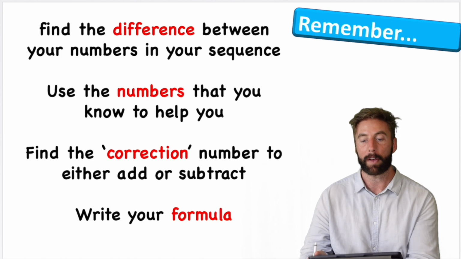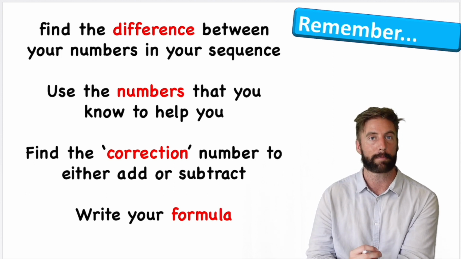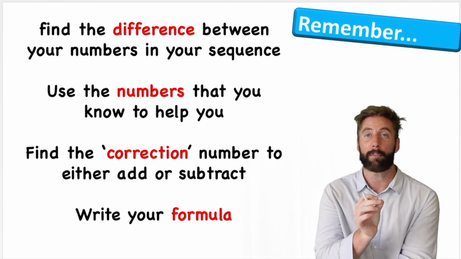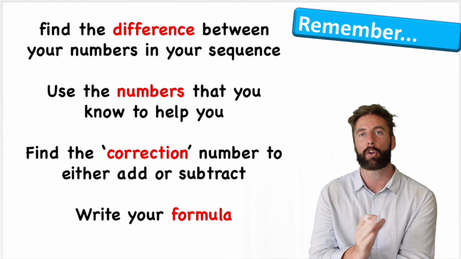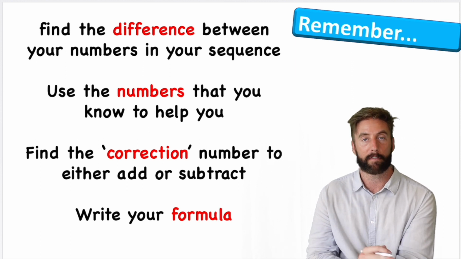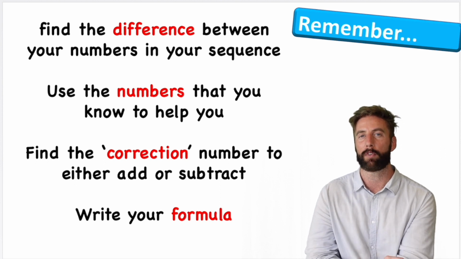Let's look at things to remember. First, find the difference between your numbers in your sequence, whether that's positive numbers or negative numbers if we're coming backwards. Multiply your difference by your nth term and then see how close you are and find the correction by adding or minusing a number to it. And then finally write your formula. And just check your formula works before you move on, just to make sure you've not made any mistakes.